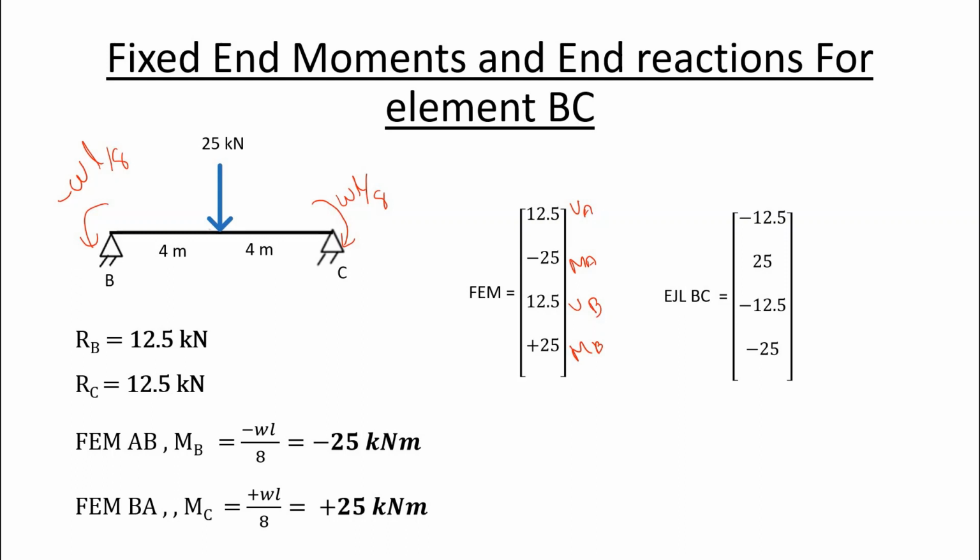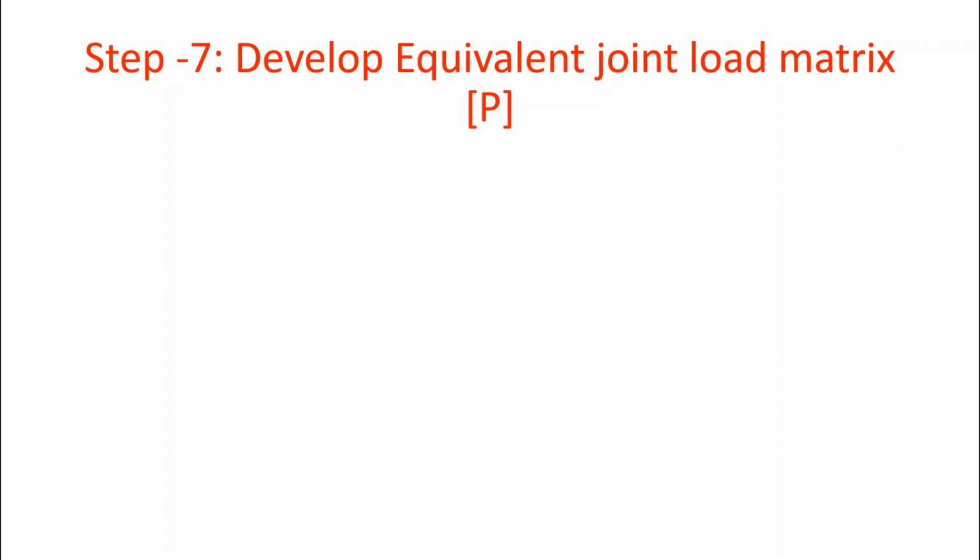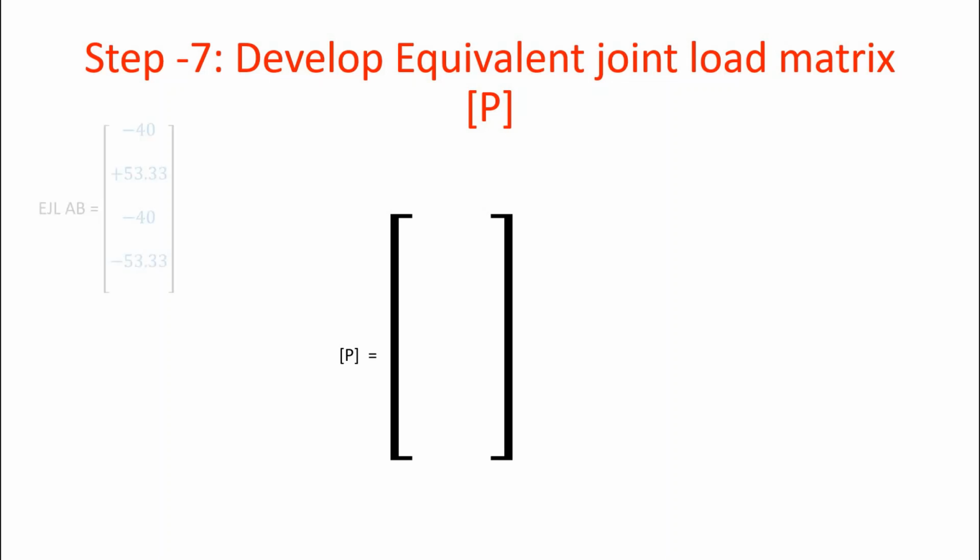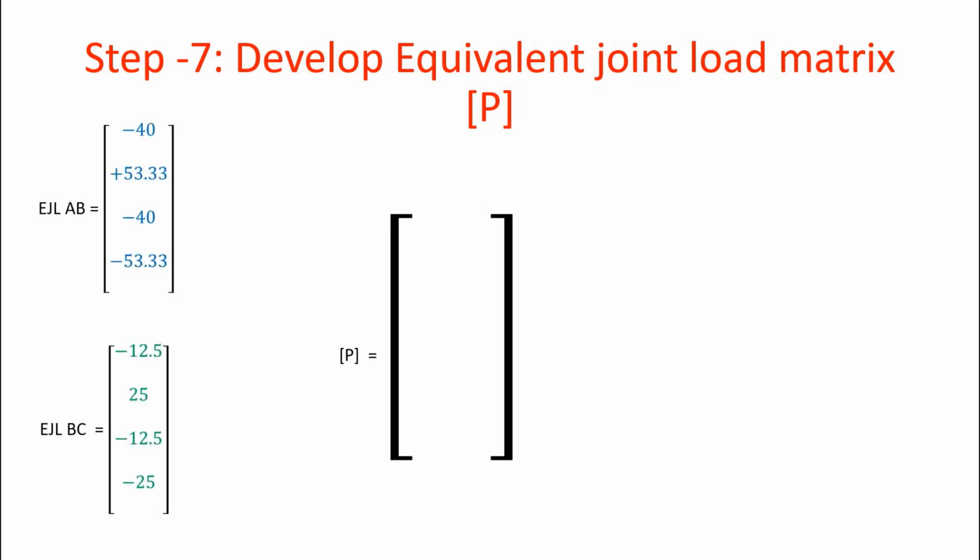Okay. Now, we are moving to the last 7th step, that is to develop equivalent joint load matrix. So, for that we have to consider our global stiffness matrix, global coordinates. That is, we have global coordinates only at MA, MB and MC. So we will consider only the values corresponding to MA, MB and MC. And just writing down the only values corresponding to MA, MB and MC.